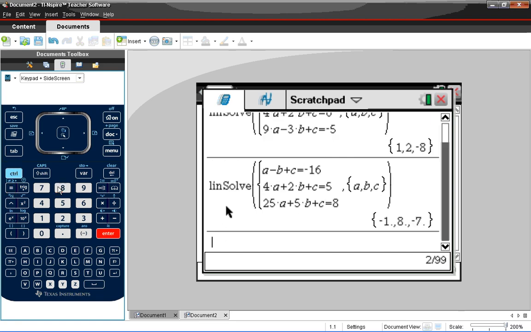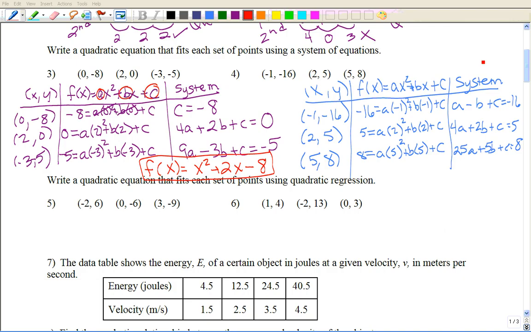So here we get negative 1, 8, negative 7. So since A was negative 1, B was 8, and C was negative 7, that means f of x equals, so if we have ax squared, we'll have negative 1 times x squared, so negative x squared. B was 8, so we'll have plus 8x plus C, which was negative 7. So that's our function.